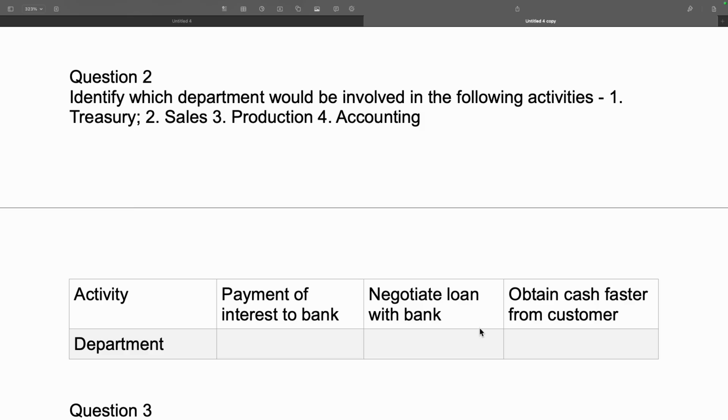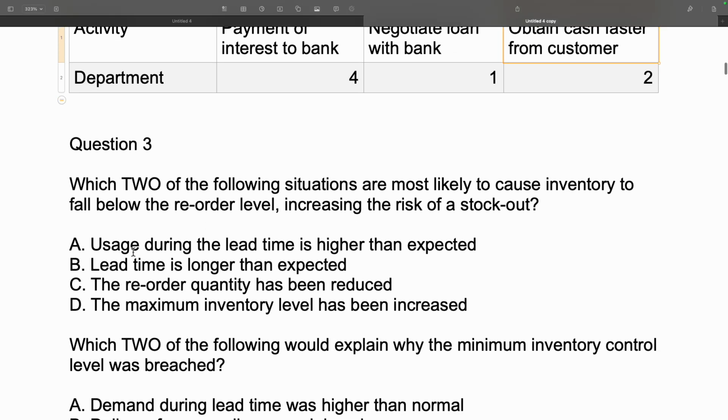Okay, so let's go on. Here, payment of interest to bank is 4. Negotiate loan with the bank is 1. Obtain cash faster from customer is 2. Are you all okay with this? Okay, great. Let's move on to the next question.